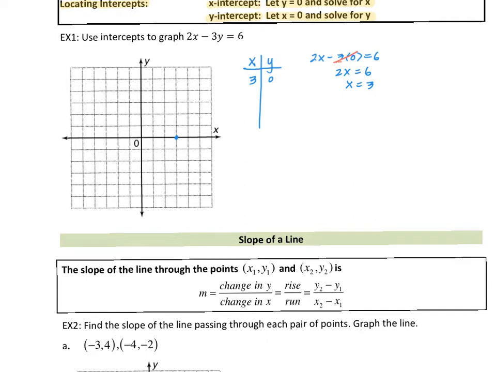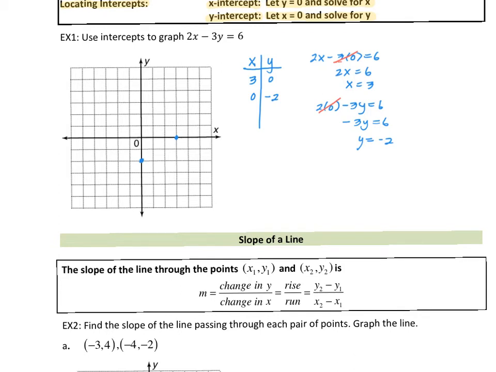To find your y-intercept, you put in 0 for x. If x is 0, this is going to be 2 times 0 minus 3y is equal to 6. So again, the 2 times 0 is just 0. Don't forget there's a minus in front of the 3y. So this is negative 3y equal to 6. And if you divide both sides by negative 3, y will be equal to negative 2. So the point here is x is 0, y is negative 2.